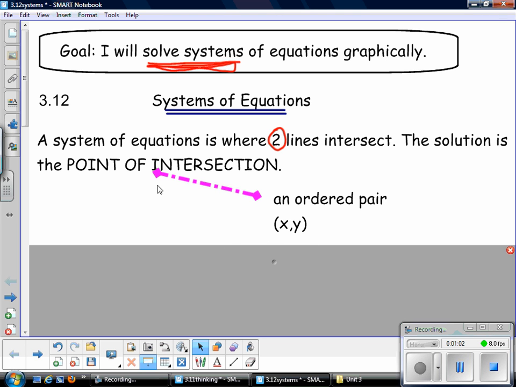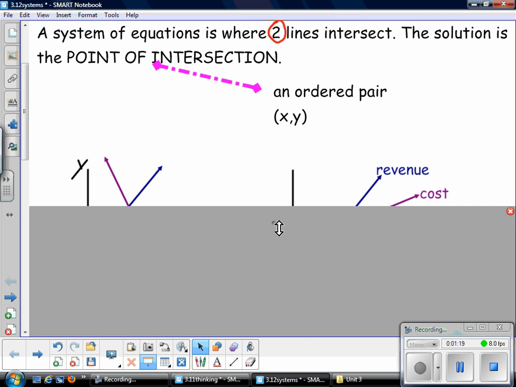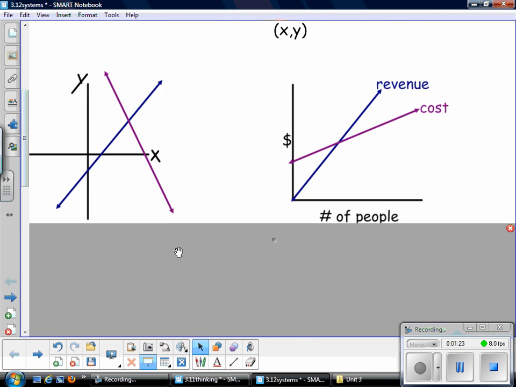Now in grade 10, you'll review this again, but you'll also be able to solve these systems algebraically. So for grade 9, we're only concerned about solving them graphically. So let's take a look, first of all. You can see I have two situations here. Let's look at the first one.